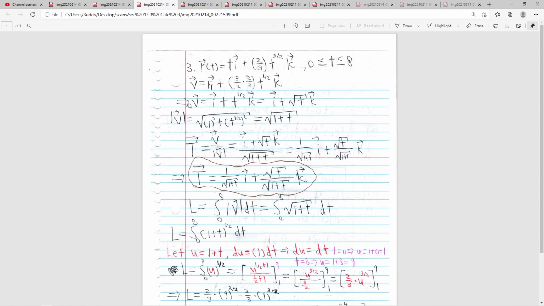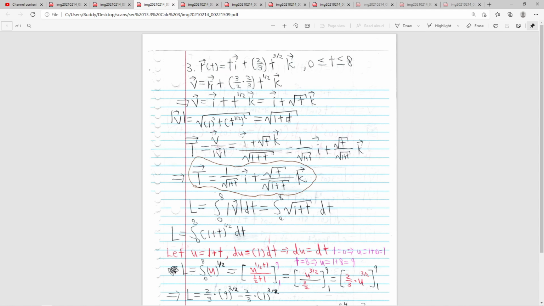V, the magnitude is just the square root of 1 squared plus t squared, basically. Putting that square root in makes it more obvious. It's 1 plus t underneath the square root. That's what the magnitude is. That's all we can simplify it down to. There's no tricks to simplify it any further.